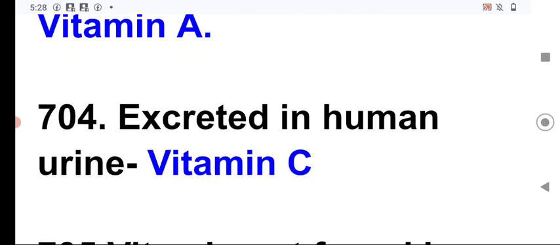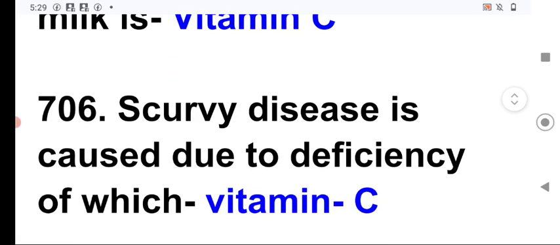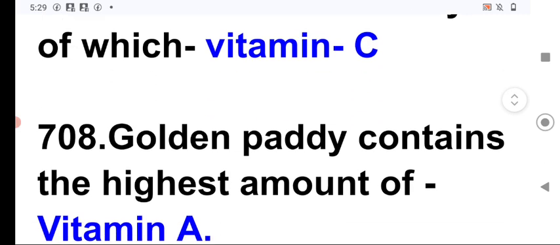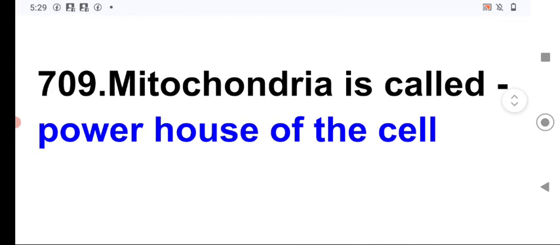Next question. Excreted in human urine, it is vitamin C which is excreted in human urine. Next question. Vitamin not found in milk, it is vitamin C which is not found in milk. Next question. Scurvy disease is caused due to the deficiency of vitamin C. Next question. Golden paddy contains the highest amount of vitamin A.